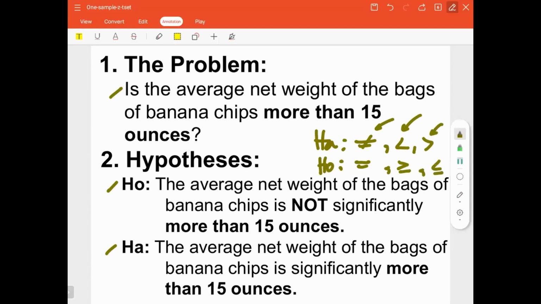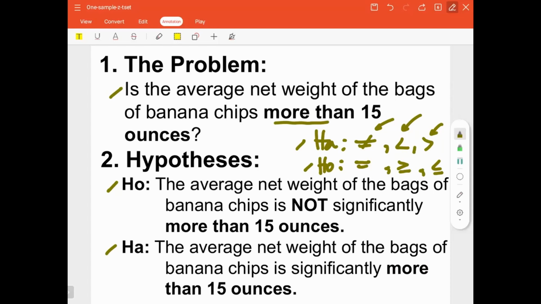So my point is, in coming up with the HO and HA, we need to consider the statements that, when translated, they must be in one of these forms, for HA and for HO. I hope that's clear. So this more than here will be adapted for HA, because that is the greater than. So HO now will be: the average net weight of the bags of banana chips is not significantly more than 15 ounces, while HA would be: the average net weight of the bags of banana chips is significantly more than 15 ounces.